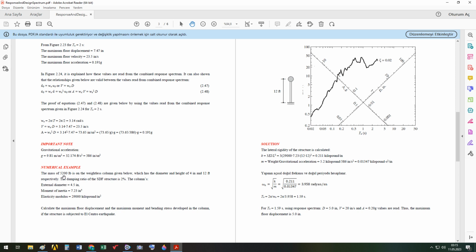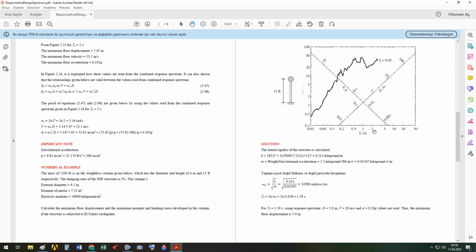The weight is 52,000, so we divide it by ground acceleration to obtain the mass from the weight. This makes 5.2 kilopound. We obtain the mass. These are the units. From this equation, we have the stiffness and the mass value of the structure. Stiffness is obtained from the column, mass is obtained from the lump mass, and we obtain omega n. From this formula, we obtain the Tn value of the single degree of freedom structure.